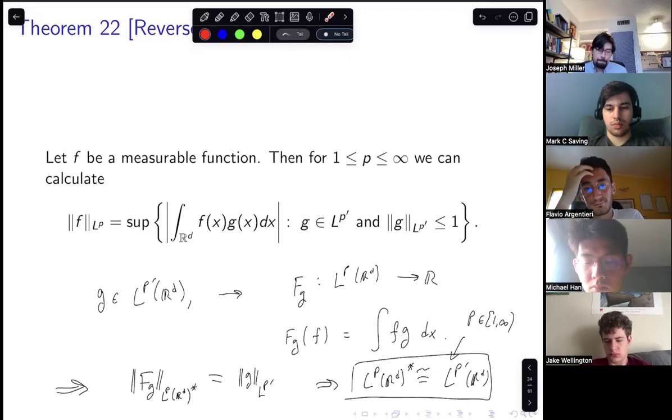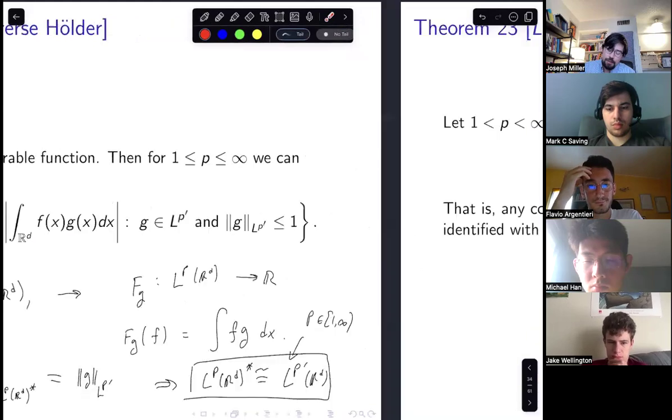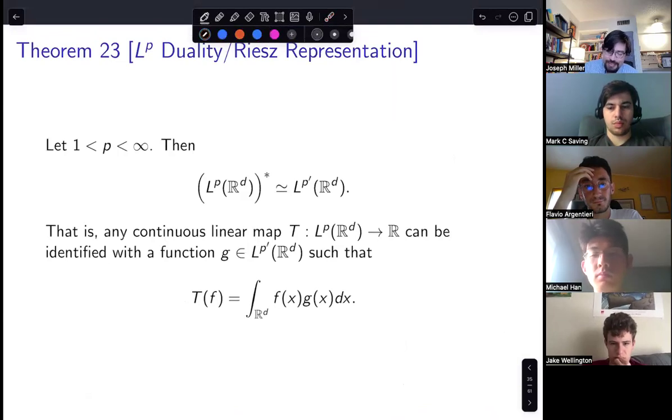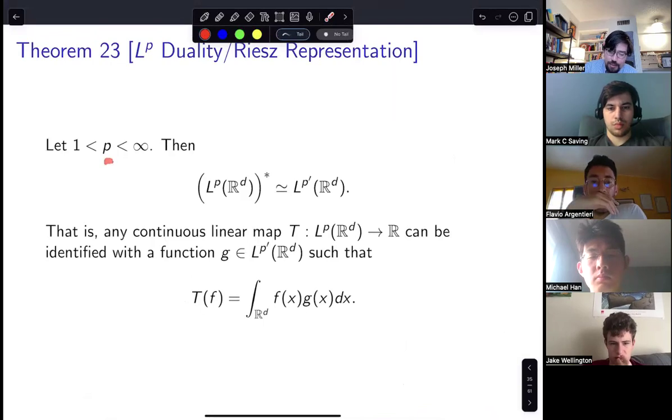Okay, so this is what's called reverse Hölder. And then this is LP duality. I guess this is what I was saying before. If I let 1 be less than p, which is less than infinity, then if I take the dual of L^p, I get L^p'.